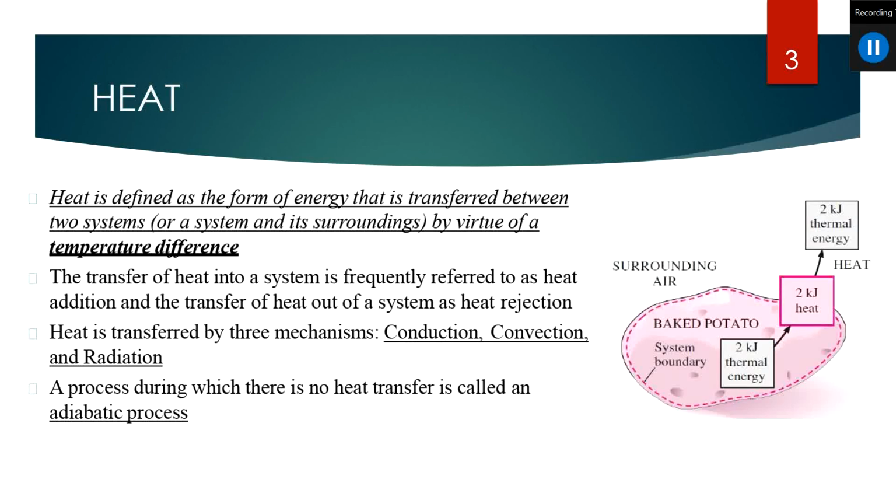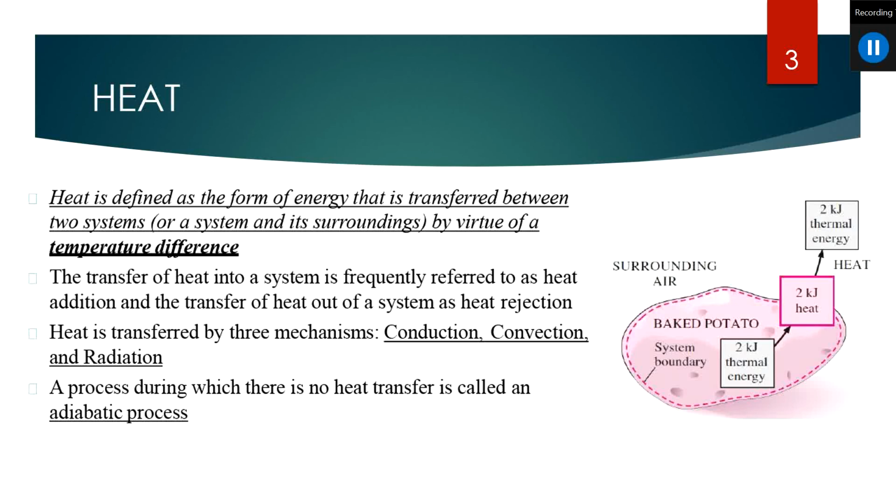And what is heat? Actually, we already discussed that heat and work are energy in transit. That means the energy transferred in the form of heat and work. It is defined as the form of energy that is transferred between two systems, or a system and its surroundings. Here we can see a baked potato at some temperature, and the surrounding air has a lower temperature. Because of this temperature difference, heat energy leaves the system to the surroundings. So the temperature difference causes the heat to flow.